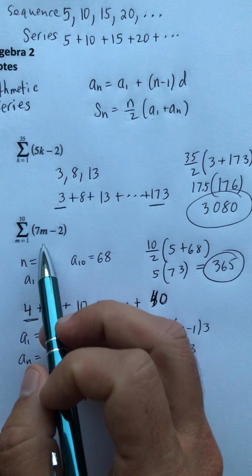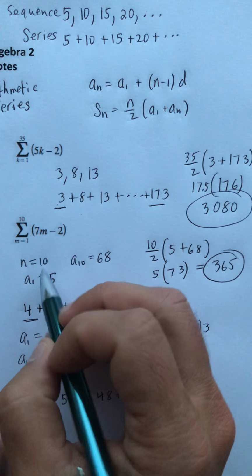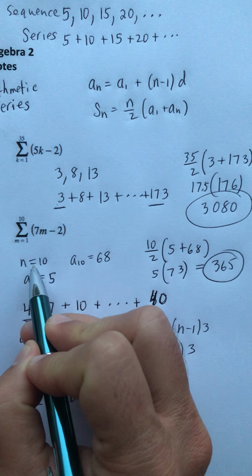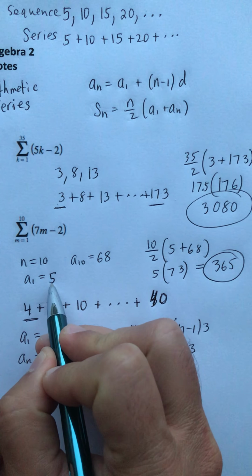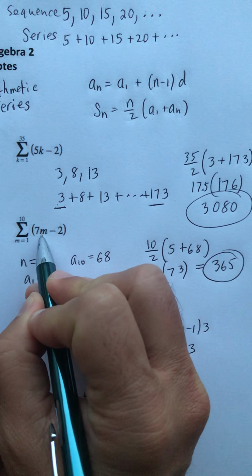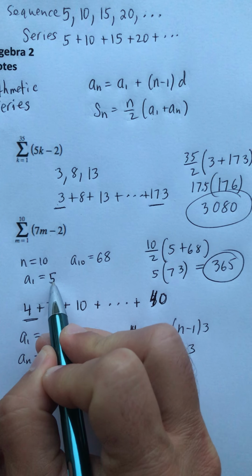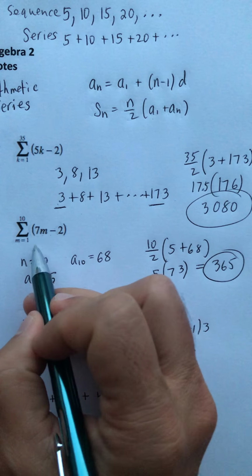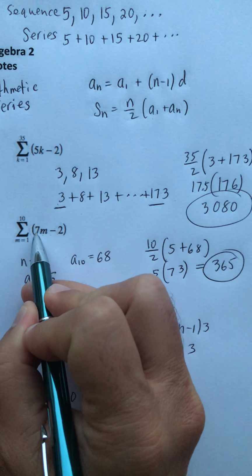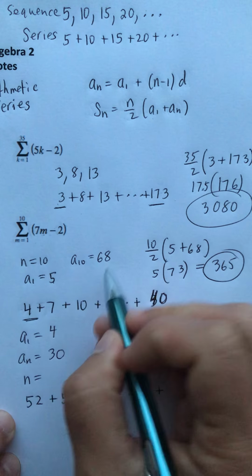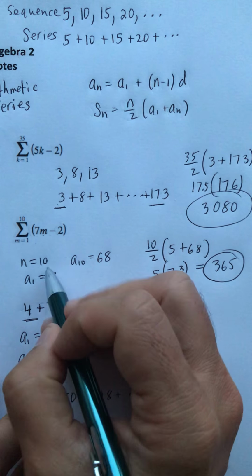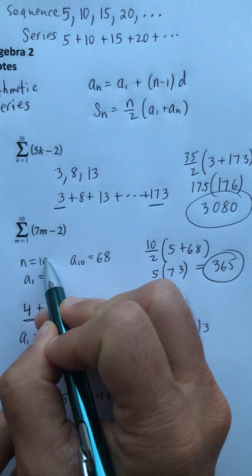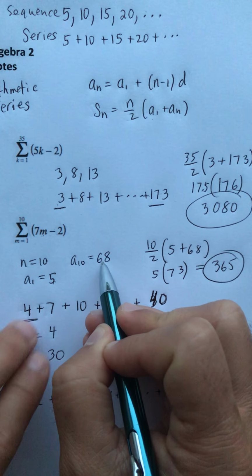All right, so let's do the second one. I'm adding 10 terms together, so n is 10. I need to know the first term, so plug in 1. 7 times 1 minus 2 is 5. I need to know the 10th term because I'm adding 10 numbers together. So the 10th term, 7 times 10 minus 2, is 68. So these are the only 3 variables I need: how many terms I'm adding together, the first one and the last one.